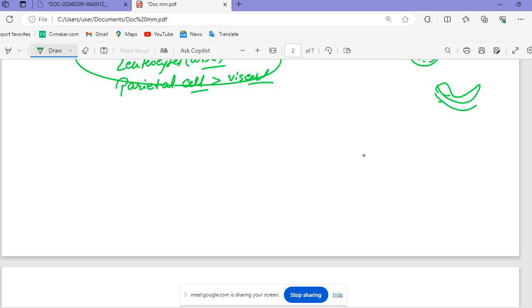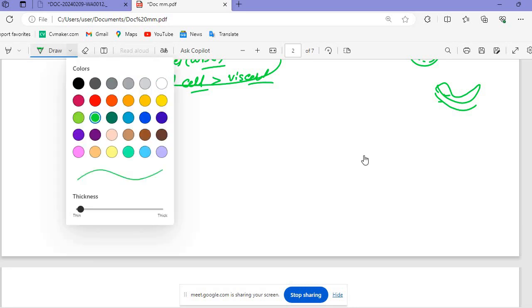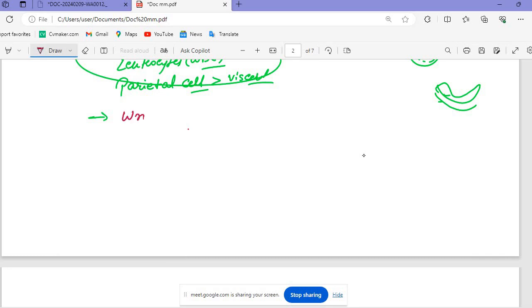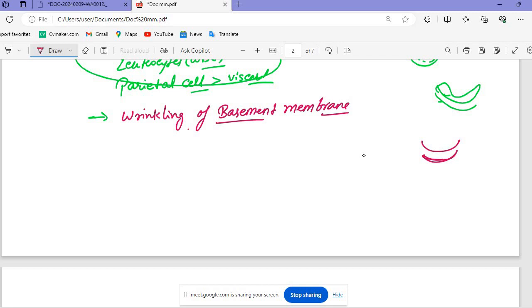Also, what we will see there is a wrinkling of the basement membrane. If you don't know what the basement membrane is, just remember that below the glomerulus we have the basement membrane, so there will be wrinkling or atrophy of the basement membrane. This will also be seen in case of RPGN.